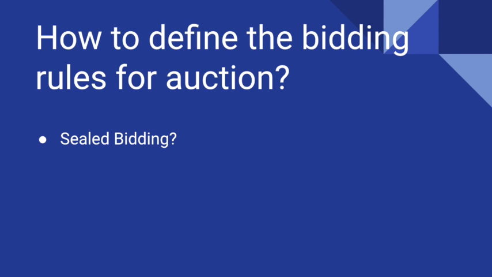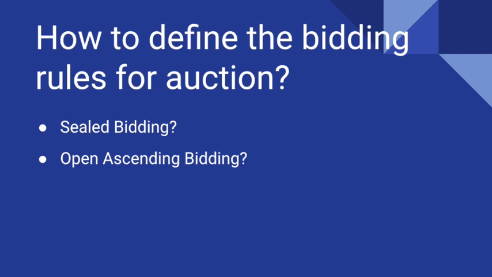How do people actually set up the bidding rules for an auction? Many people are working on this, and one way is sealed bidding, where everybody places their bids in an envelope and hands it to the auctioneer together at the same time. So no one knows other people's bidding price. The bidding price is private, and all the decisions are made independently of each other.